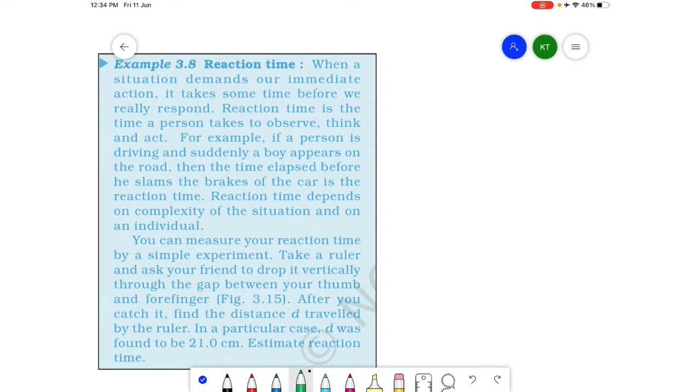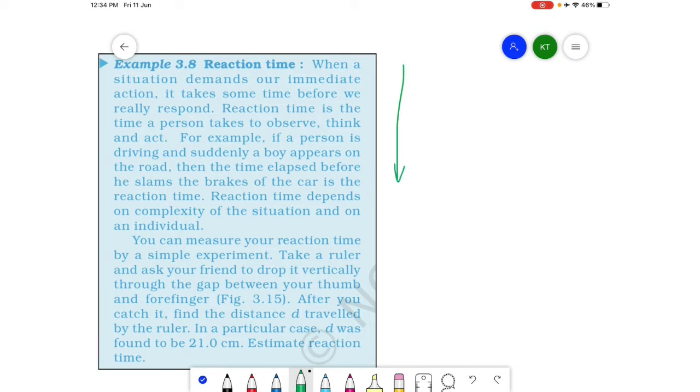You can measure your reaction time by a simple experiment. Take a ruler and ask your friend to drop it vertically through the gap between your thumb and forefinger. After you catch it, find the distance d traveled by the ruler. In a particular case, d was found to be 21 cm. Estimate the reaction time.